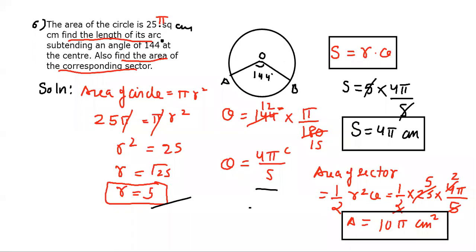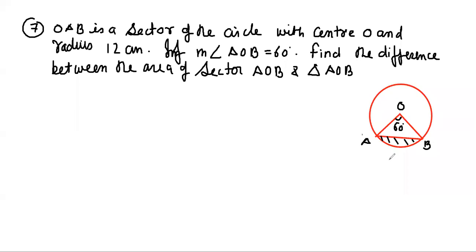So this is a new screen. Okay, now I'll read the question again for you. See, OAB is a sector with center O. I have written O over here. That is the center. Radius is 12, so I would write down here 12 centimeter. Measure of angle AOB is 60 degrees. That also I have written over there.